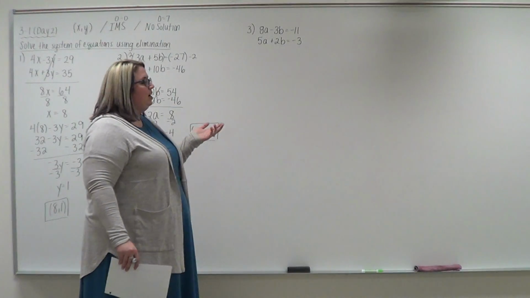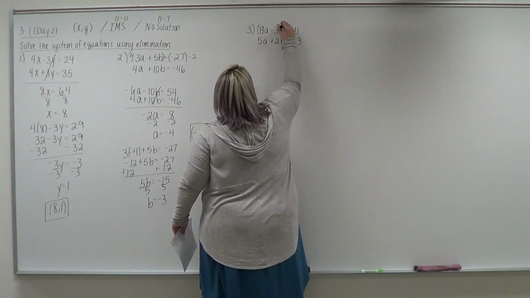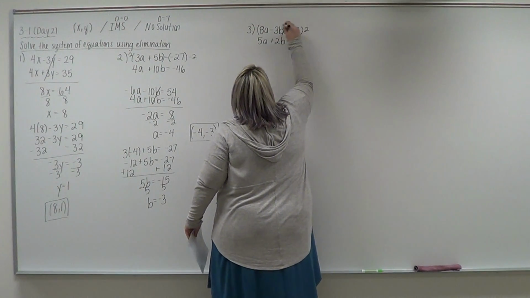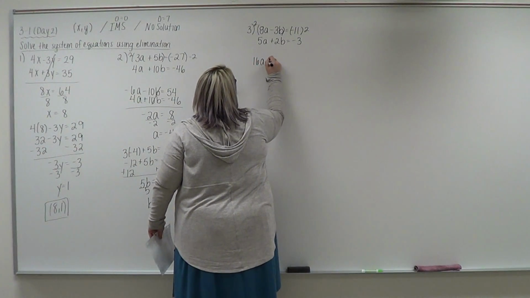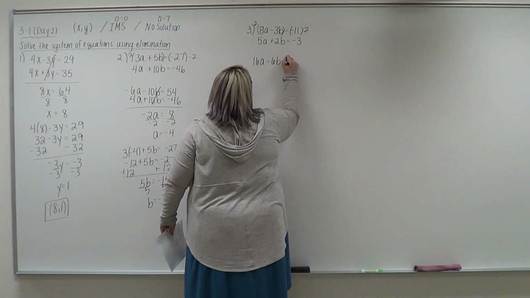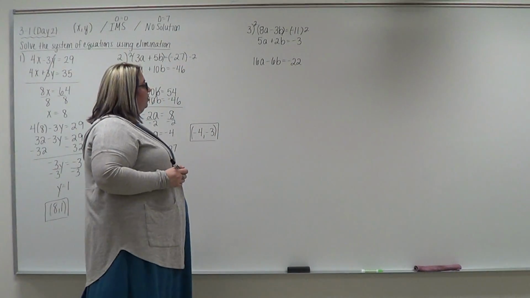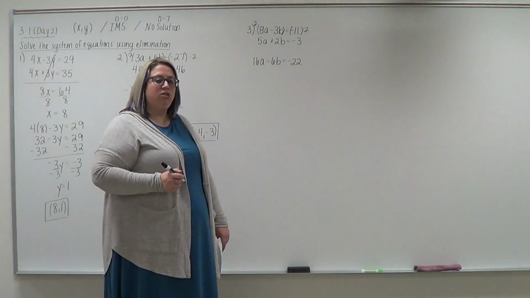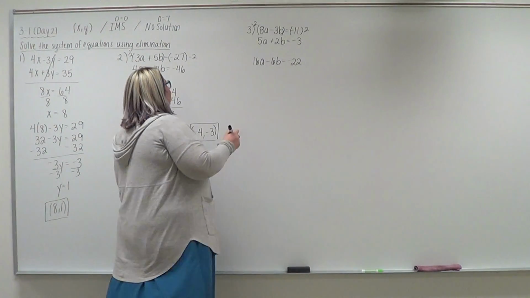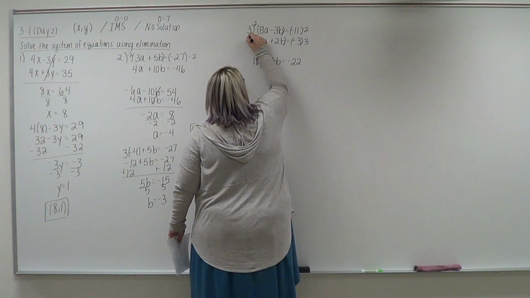So I want one of them to be positive 6 and one to be negative 6. Well, since the top is already negative, I'm just going to keep it negative. So I'm going to multiply the top equation by 2. So I would have 16a minus 6b equals negative 22. Okay, so then I need the bottom equation to also have a 6b. So to do that, I'm going to have to multiply the bottom equation by 3.